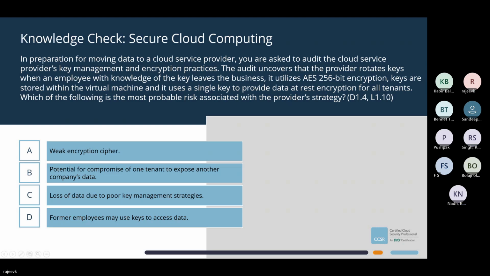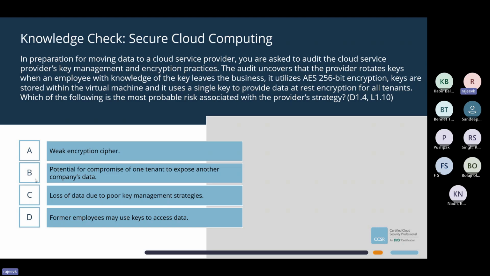B. Sorry, you're saying B. Yeah, B. Okay. Potential for compromise of one tenant to expose another company. Yeah, definitely. Because of a weak encryption cipher? No, AES-256 is one of the strongest encryption ciphers as per the industry standard for data at rest. So A is not. Loss of data due to poor key management? Yeah, it is actually one of them, but it is not.